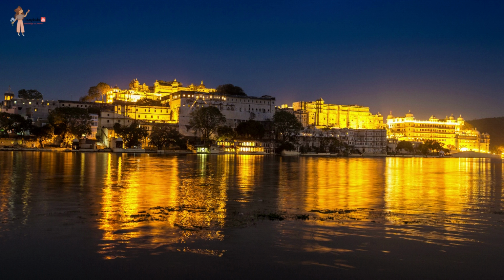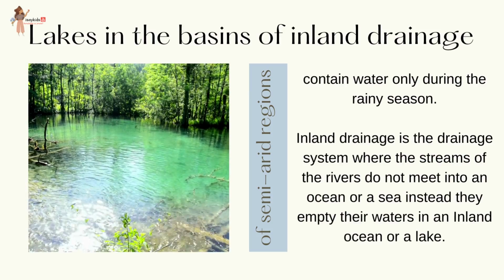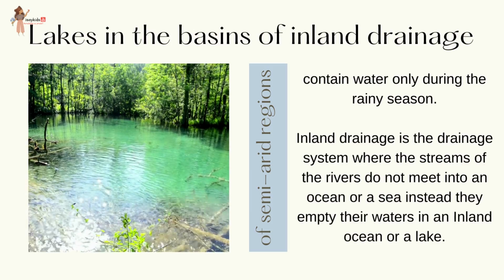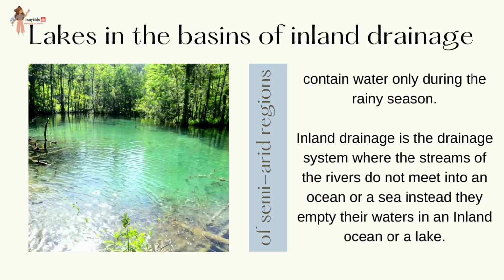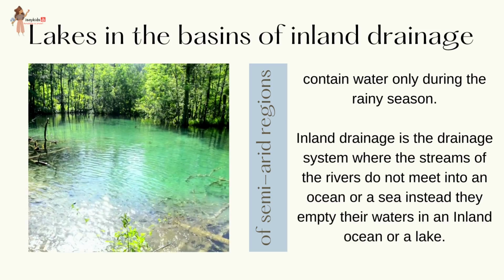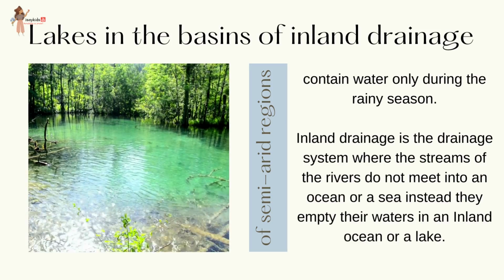India has many lakes. These differ from each other in size and other characteristics. Most lakes are permanent. Some contain water only during the rainy season, like the lakes in the basins of inland drainage of semi-arid regions. Inland drainage is the drainage system where the streams of the rivers do not meet into an ocean or a sea. Instead, they empty their waters in an inland sea or a lake.